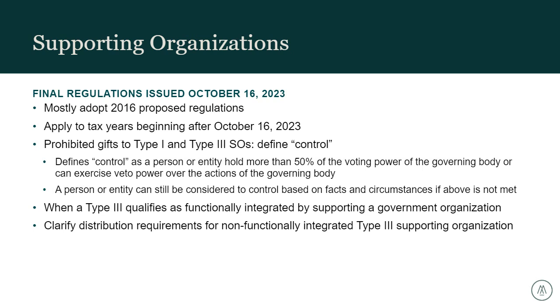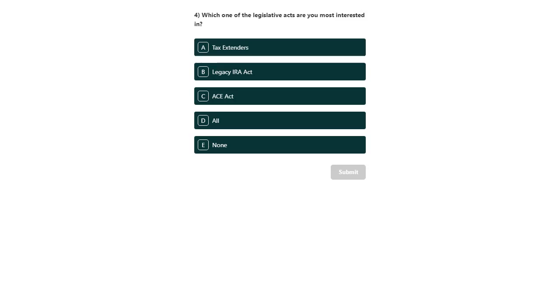It also clarifies the distribution requirements. Because of timing, I'm going to move past that. And then it also stated that supporting organizations may not receive contributions from other supporting organizations that control a common supported organization. With that, we are going to move on to our fourth polling question.